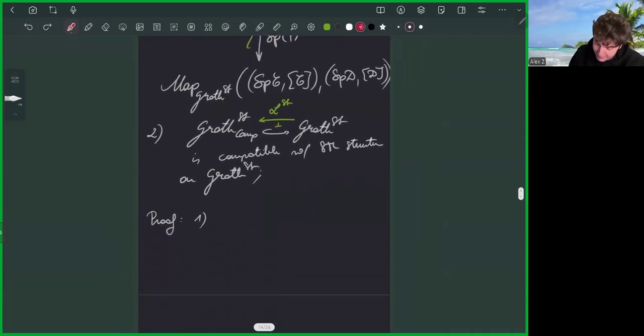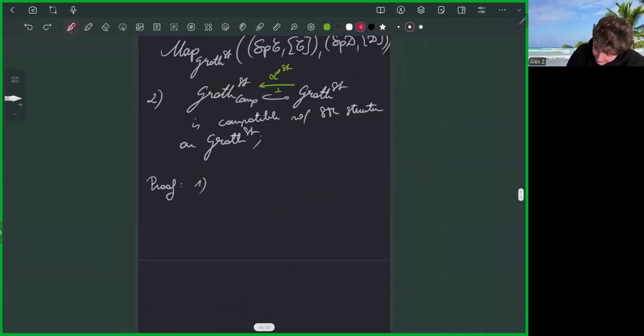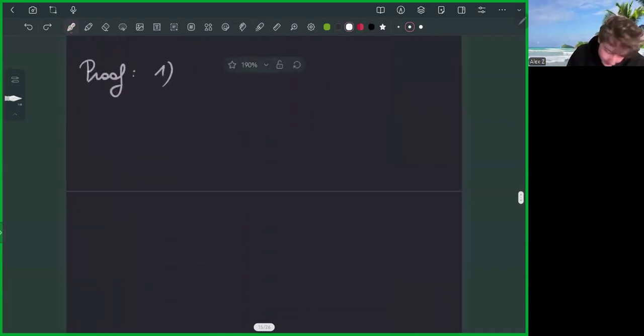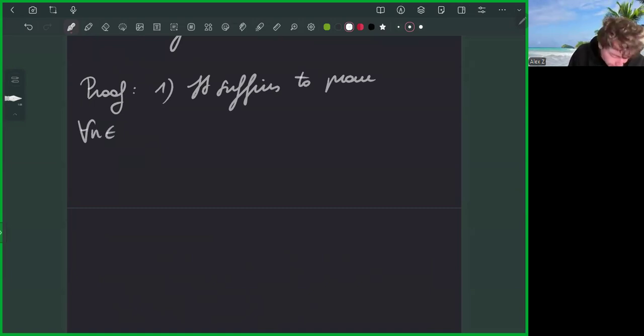We do this as follows. We remember that this functor category is really, okay, wait, let me just write it. I claim that it suffices to prove the following statement. Namely, for all integers n, we can consider the following full subcategories.